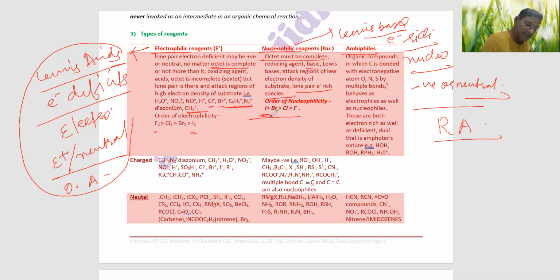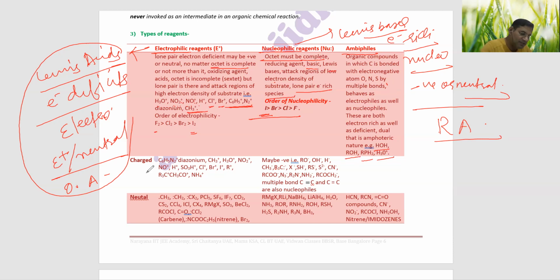Now see what ambiphiles are. Ambiphiles are organic compounds in which carbon is bonded with an electronegative atom, oxygen, nitrogen, or sulfur, by multiple bonds, and they behave as both electrophiles and nucleophiles. It will be electron deficient as well as electron rich. In different cases, it will show different behavior. Dual, that is amphoteric. For example, water, ROH, RPH2, H3O+.